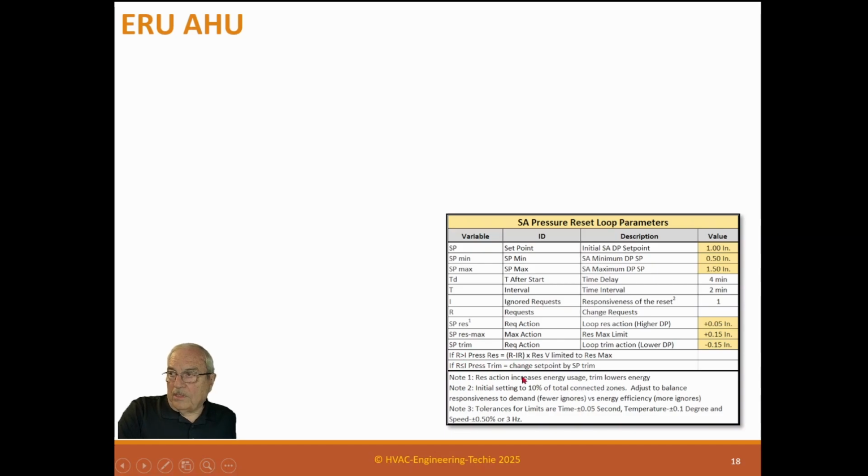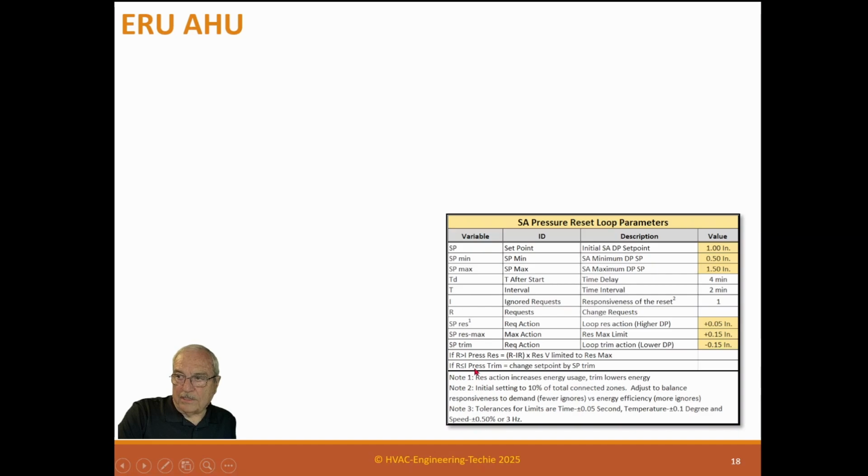So the formula, and this is the trim action, so when we get 0 requests, we go down by 0.15. So we go up and down the same if we have 3 requests. Okay, so here's the formula. If the resets are greater than the ignored requests, then the formula is resets minus the ignored resets times reset SP. So you just take whatever the net requests are and multiply it times this, and make sure it doesn't go over this, because this is the maximum.